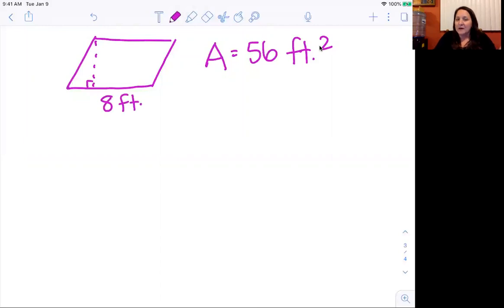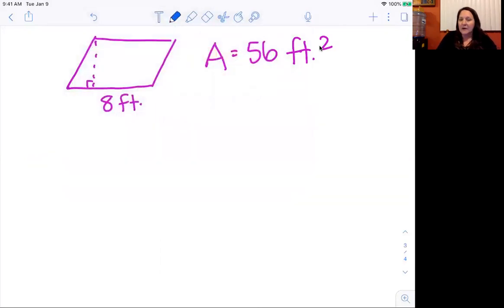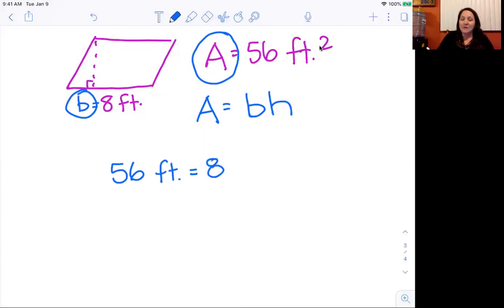Let's put in what we already know. First of all, what is the formula for the area of a parallelogram? Area equals base times height. Well, we already know area and we already know base, so let's plug those two things in and just solve for our height. Area is what? 56 feet. So I have 56 feet equals base, which is 8, times height, which we don't know. So we're going to use h as our variable.